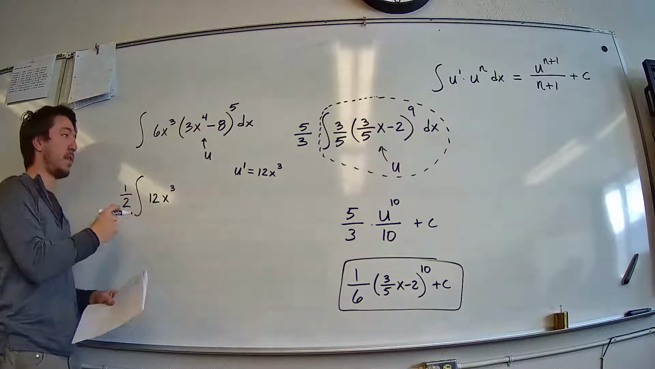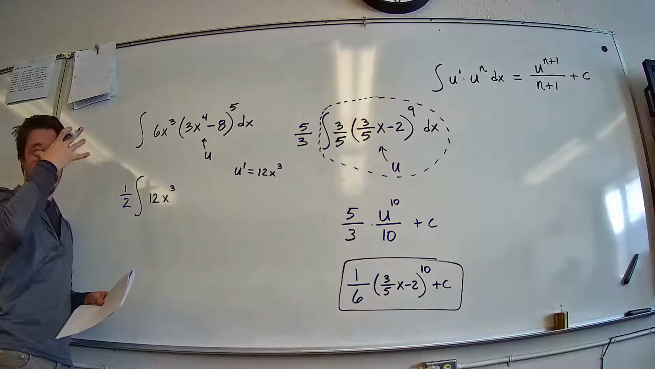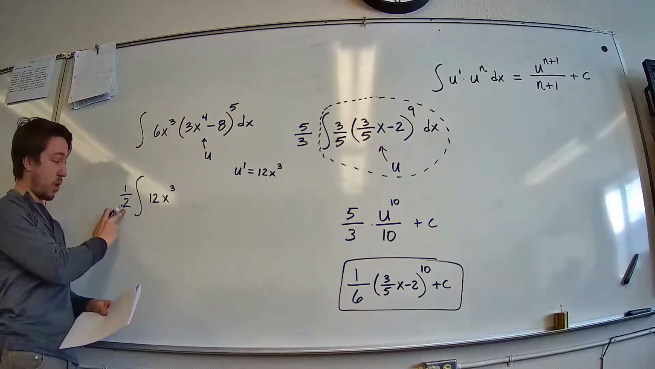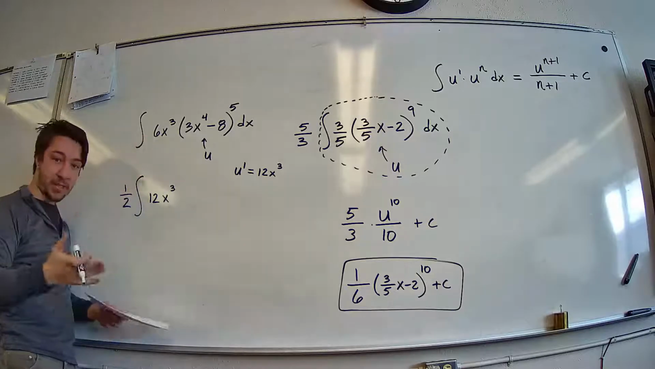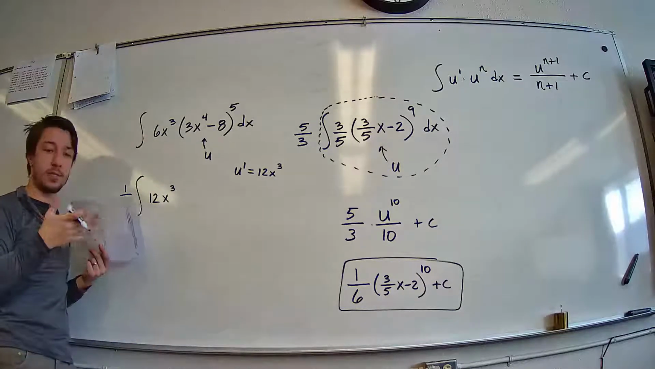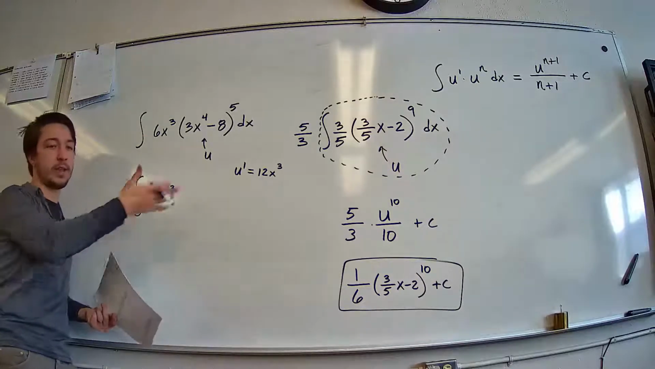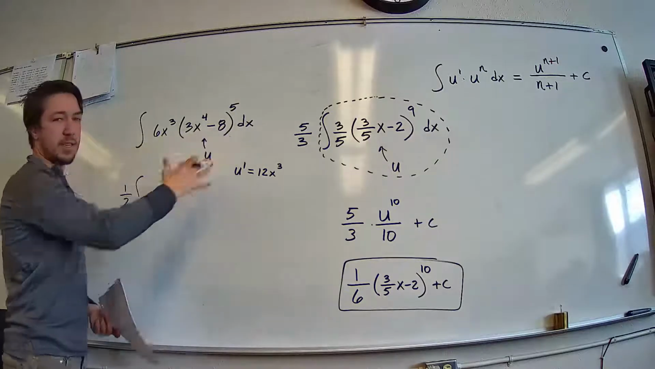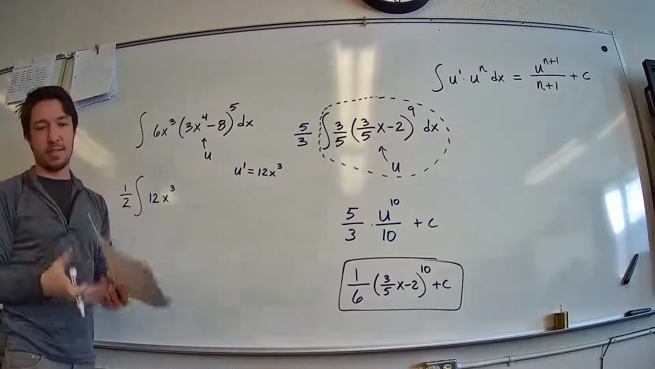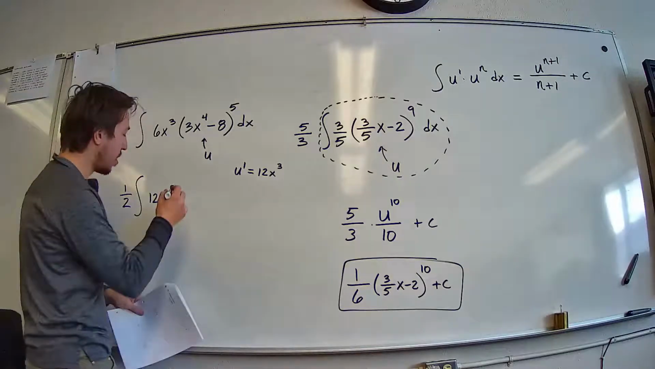One half. And you can check your process really easily. Is 1/2 times 12x cubed 6x cubed? Yeah, so I didn't change the integrand. That's a word. This thing's called the integrand. The tasty nougat inside the integral is the integrand.